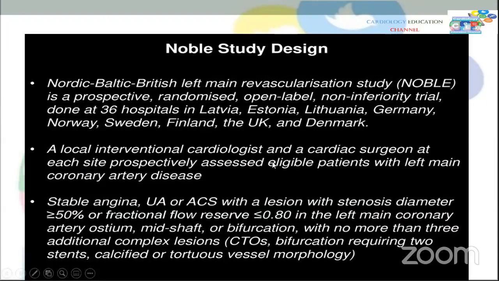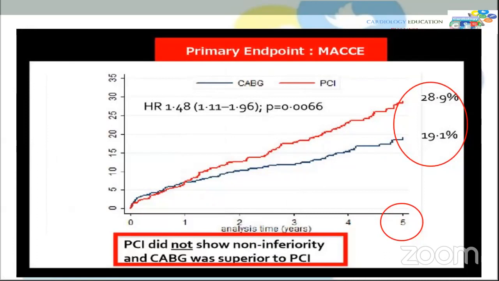A local interventional cardiologist and a cardiac surgeon at each site assessed the eligible patients with left main coronary artery disease, and they included stable patients with unstable angina or acute coronary syndromes, non-STEMI. And I need to mention here that the non-STEMI patients were excluded from the Excel study. But the non-STEMI patients with the rise of troponin were included in the Noble study. And of course, the left main stenosis diameter more than 50% or FFR less than 0.8 in ostium, midshaft or bifurcation, not including more than 3 additional complex lesions defined as CTOs, bifurcations requiring 2 stents, calcified or tortuous vessel morphology.